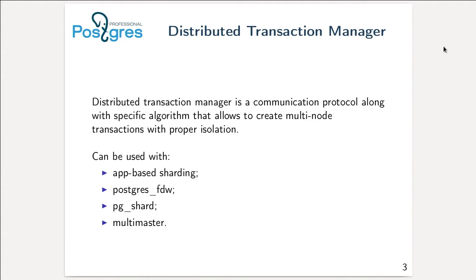The distributed transaction manager is a communication protocol along with some algorithms that allow us to achieve distributed isolation and distributed transactions between different nodes. So we can set up several nodes and run transactions that span two nodes, for example. For Postgres, we created a small patch that exposes several internal routines about visibility and C-log access, and implemented an extension that allows us to create distributed transactions. We have done several integrations with Postgres FDW and PG Shard, and it can also be used in application-based sharding. So you can start a transaction on one node, call routines on a different node, and that will promote the transaction to a global one.